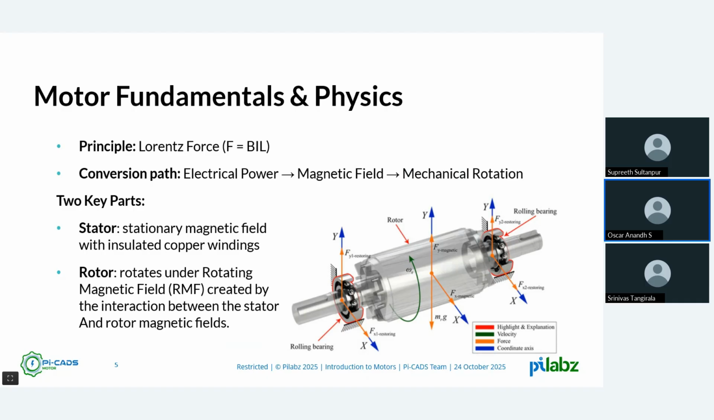You can think of it like this: the electric power you supply creates a magnetic field inside the stator, and this magnetic field interacts with the current in the rotor to create mechanical rotation. And we'll show the main core parts of a motor, the components of a motor. Next slide.